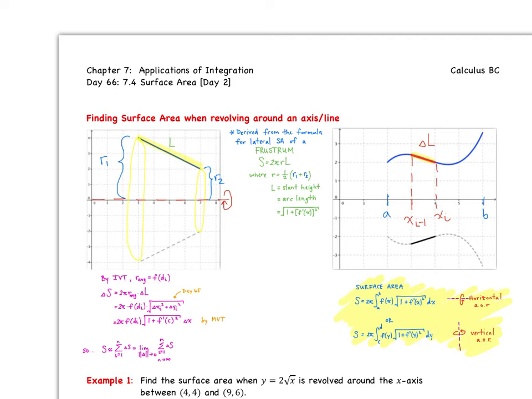Welcome to day 66, 7.4 surface area. So this is the second part of the arc length section, focusing on surface area today.